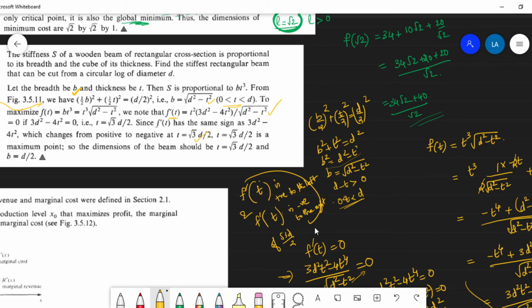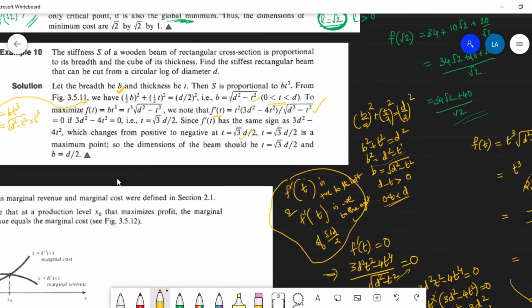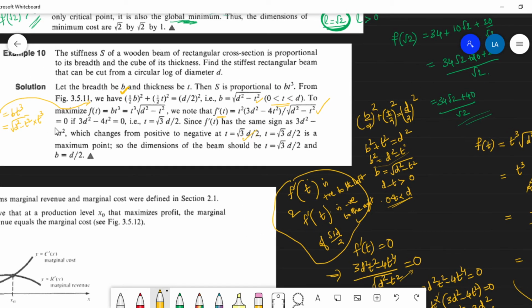So that will mean that the function will have a maximum point at t is equal to root 3d by 2. You can solve how it becomes positive and negative by writing the lecture notes. You have to rigorously write how you obtain the positive and negative using what we had studied earlier. So the dimensions of the beam should be t is equal to root 3d by 2, and then you get b is equal to root of d square minus t square. From that you find b is equal to d by 2. So that is the dimensions at which the stiffness is becoming the maximum.